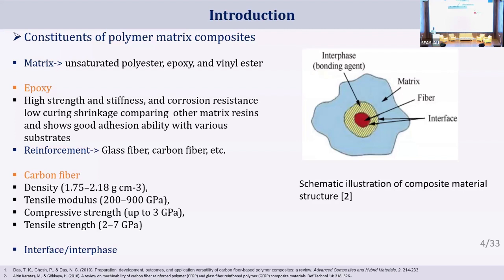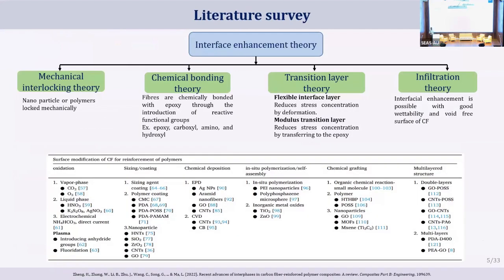Epoxy, compared to other resins, shows the highest mechanical properties, and for carbon fibers we know the mechanical properties. So to increase the interfacial strength, these theories are available. One is the mechanical interlocking theory, which says that if we add any graphene or any fillers to the interface region, that will create friction. Because of that, there will be an increase in the mechanical properties. One more is chemical bonding. If you treat the fiber surfaces, that will form chemical bonds and increase the strength of the composite.